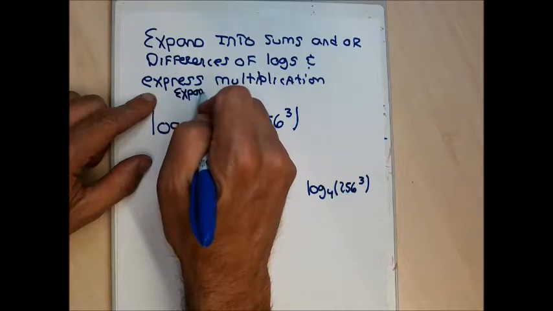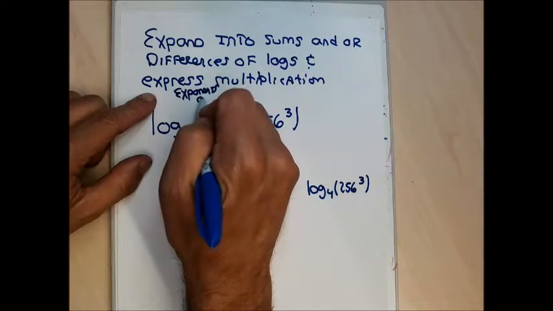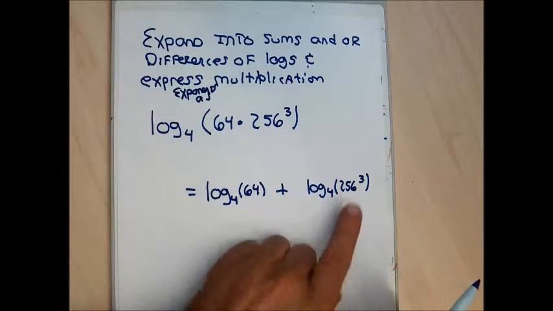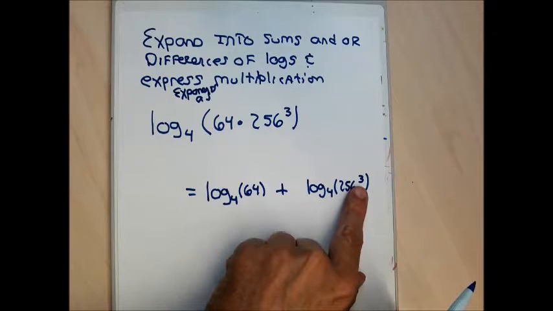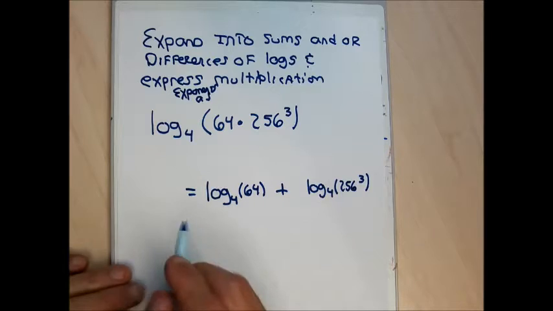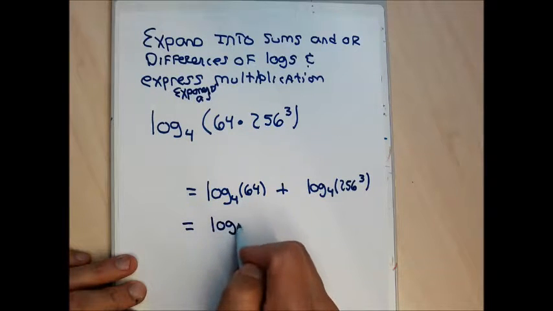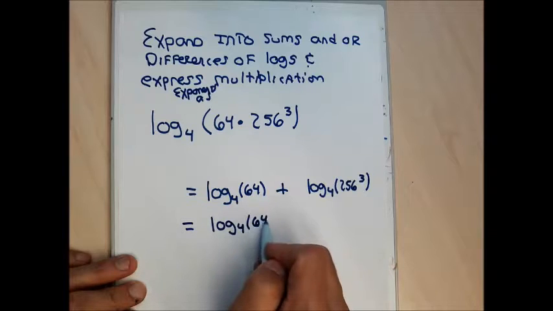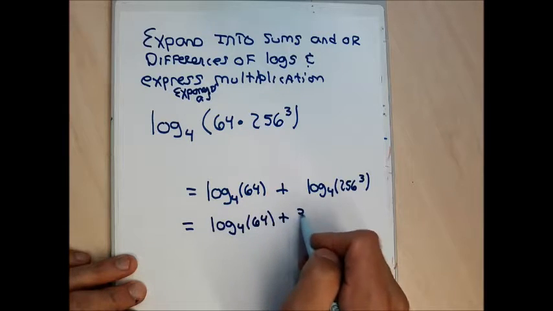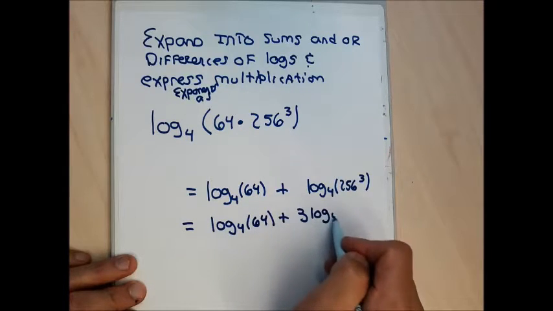I don't know why I didn't write all that there. But to express exponents as multiplication means to use the last rule and make the exponent a multiplication. The expansion of this problem that would be correct would be the log base 4 of 64 plus 3 times the log base 4 of 256.